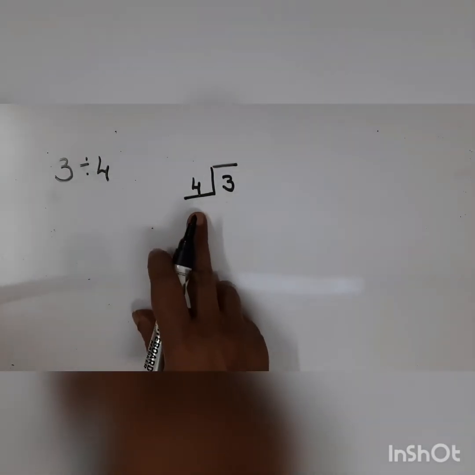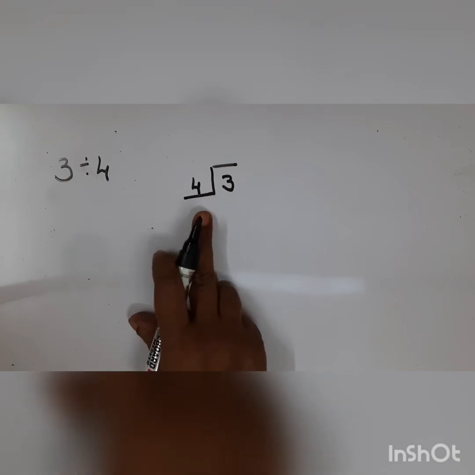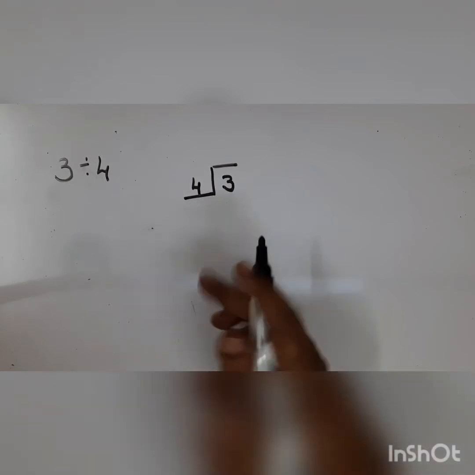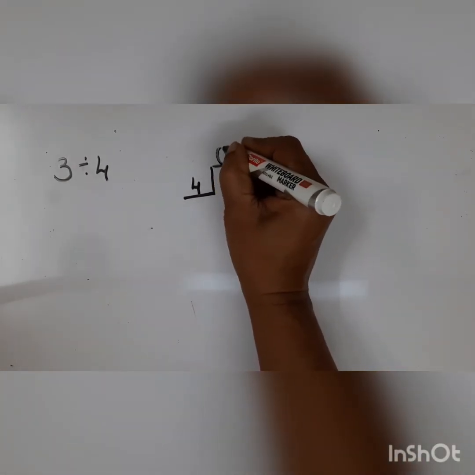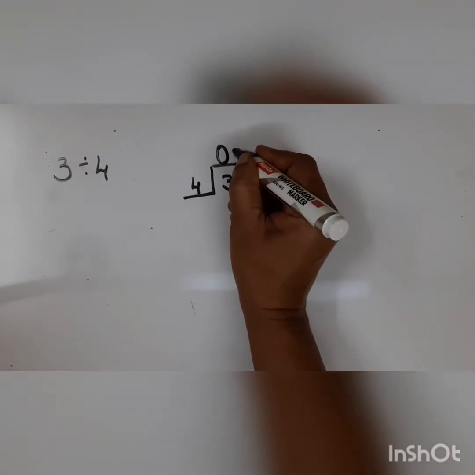Now children, come on. Look at it. Your divisor is greater than the dividend. So what do I do? 4 ones is 4. So I have to put a 0 here. Because 3 is not divisible by 4. Now I need to put a decimal point here.